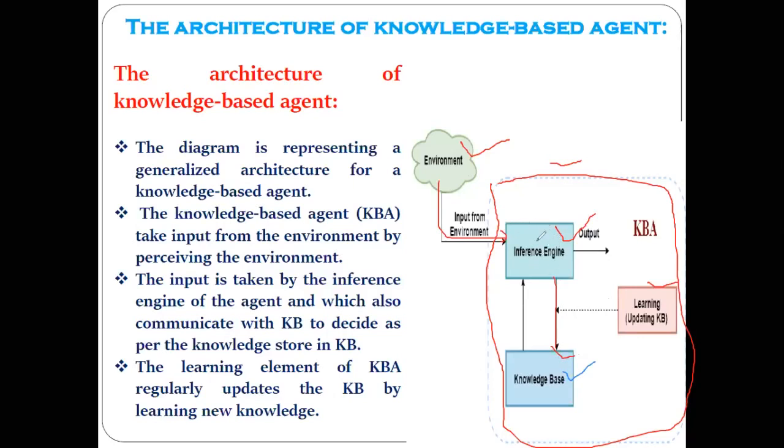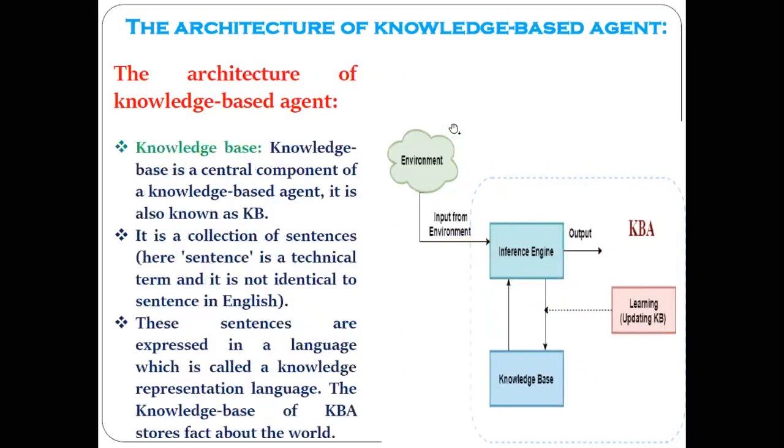The inference engine compares the query that is asked by anybody, or the action that is asked to be performed, with the knowledge base, and from the knowledge base it gets some answer. Then it goes to the inference engine, and a certain action is performed by the knowledge-based agent. During this activity, the agent gets a number of experiences, and that experience information also gets updated in the knowledge base only. This part we have already discussed in detail last time.